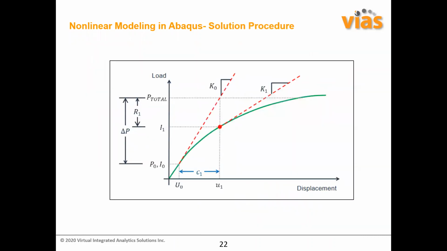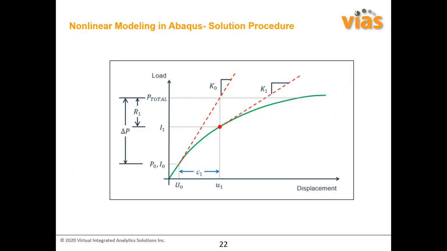So basically the solution procedure: this is a hypothetical curve that I'm showing you here on the screen. This is what Abaqus is trying to do in the solution of a nonlinear problem. Suppose that you are plotting this load versus displacement curve. This green curve is what the actual true curve would look like if you were to solve your problem successfully. So this is the true relation between the load and the displacement.